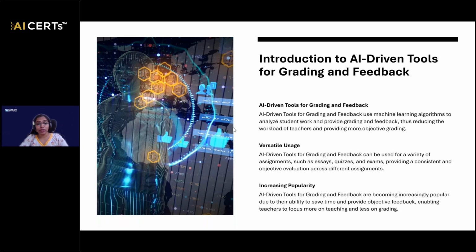Next is versatile usage. AI driven tools for grading and feedback can be used for a variety of assignments, such as essays, quizzes, and exams. Majorly, it helps in both subjective and objective assessments. It provides a consistent and objective evaluation across different assignments.